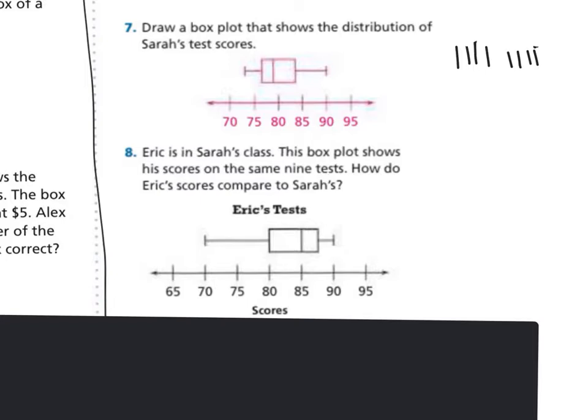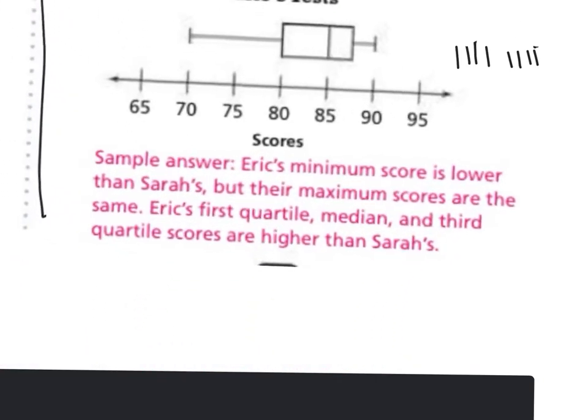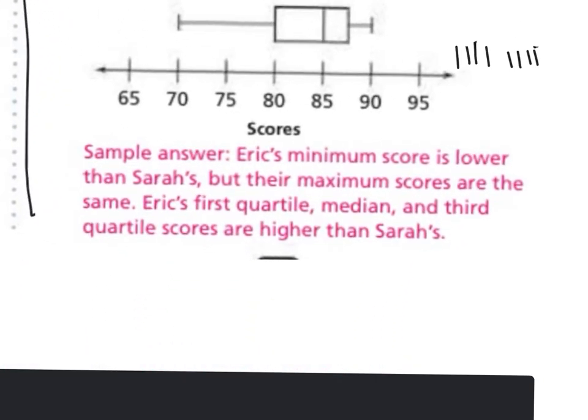The book is going to talk about the first quartile and third quartile here as well, so I'll just show you what they've got. Eric's minimum score is lower than Sarah's. The maximum scores are the same. We already talked about Eric's median, and his first quartile and third quartile scores are higher than Sarah's. So again, just some different things we can look at and make some observations, and this is called analyzing or comparing these box plots or box and whisker plots.